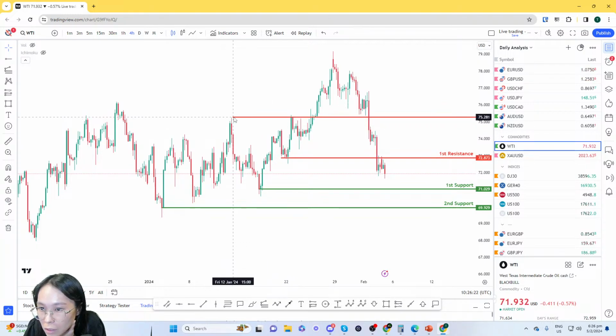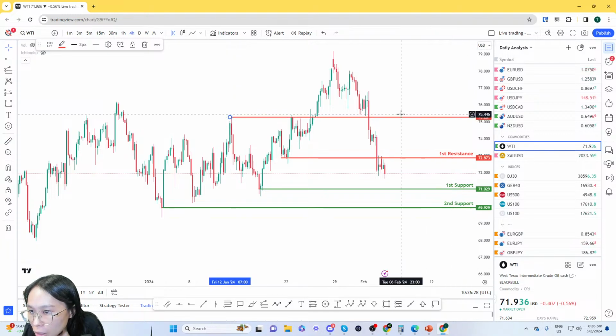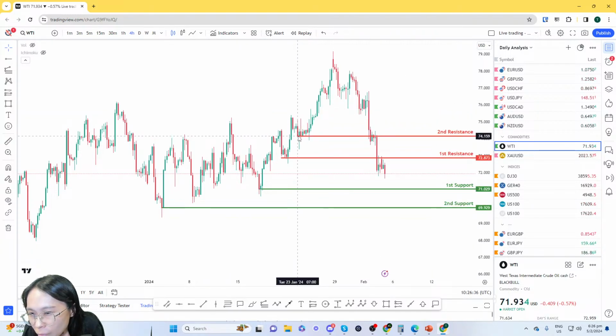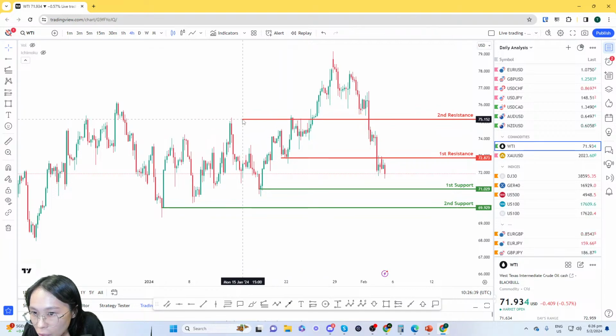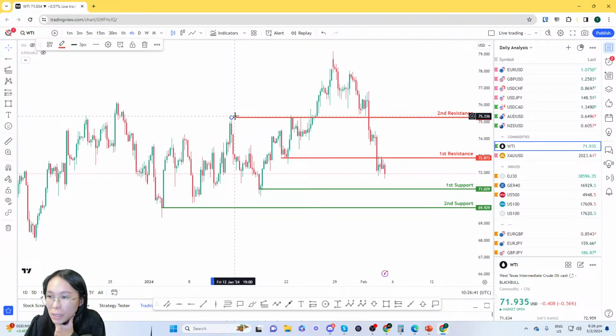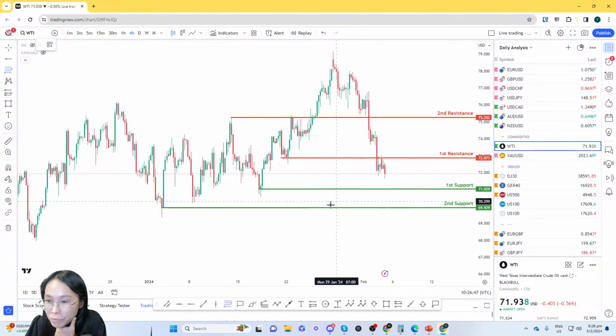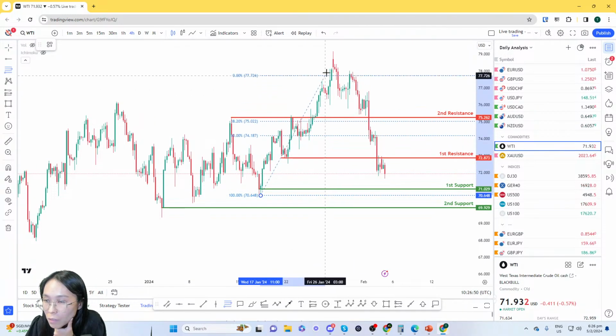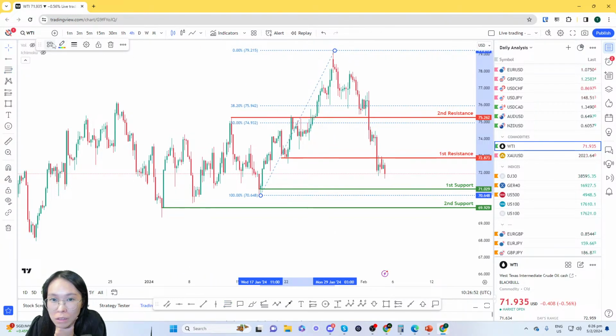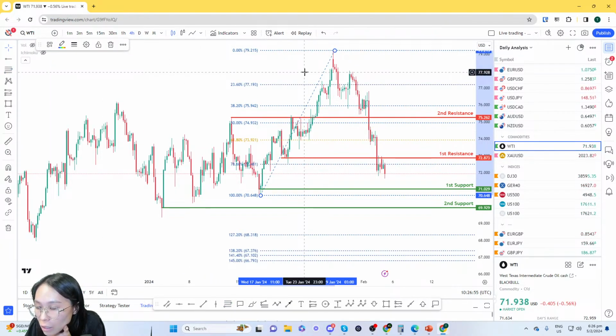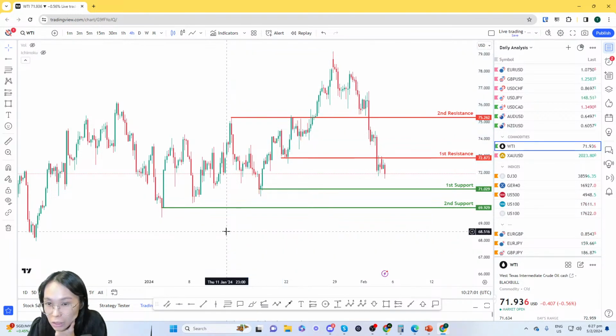So I do this. It's only cutting one body. Second resistance, how about here? Not really a good level. So I'll be using this for my second resistance. Price is now coming down. Nothing I can use.